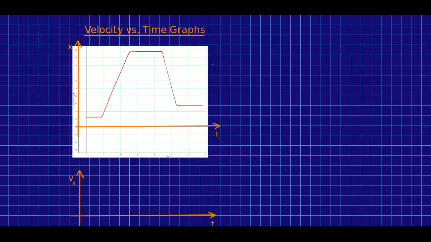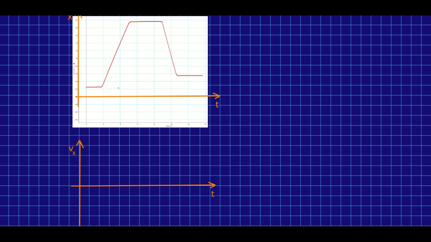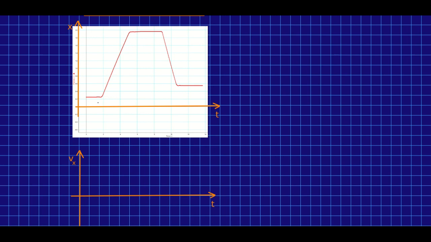Just as it can be very useful to represent a motion using a position versus time graph like this x versus t, it can also be very useful to represent it using a velocity versus time graph, or rather a velocity component versus time graph. And this motion we've been looking at is very easy to do that with just conceptually. So first of all, I'll note that we can divide this motion into roughly 5 parts.